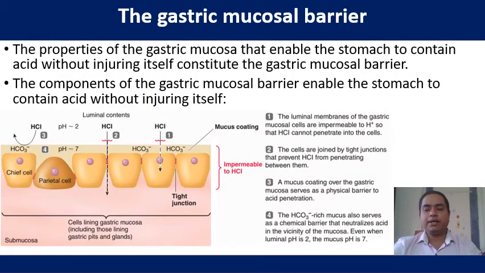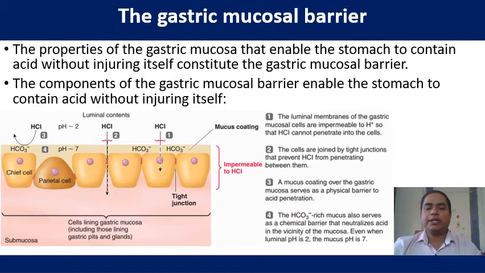So we have understood and investigated how the gastric secretion is stimulated as well as inhibited by various factors. So we have already investigated the control mechanism of gastric secretion. One thing is also important, that is the presence of the gastric mucosal barrier.